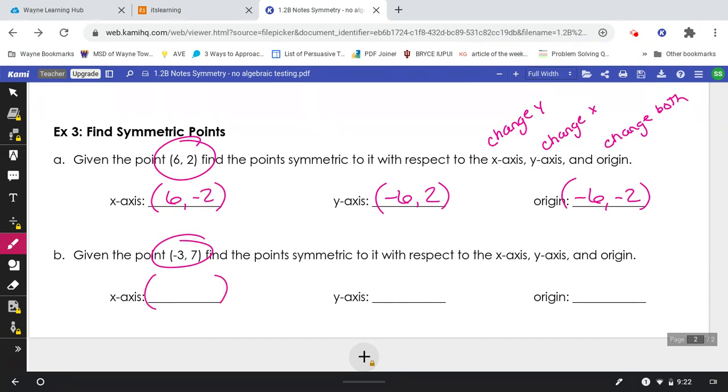For your x-axis, you should have changed the y value, so keep the x the same and change the y. For your y-axis, you're going to change your x and keep the y the same. And then for your origin, you're going to change both of the signs. So (-3, 7) turns into (3, -7).